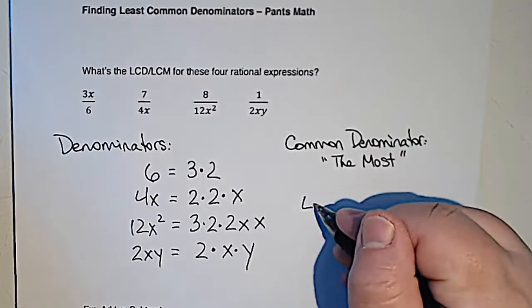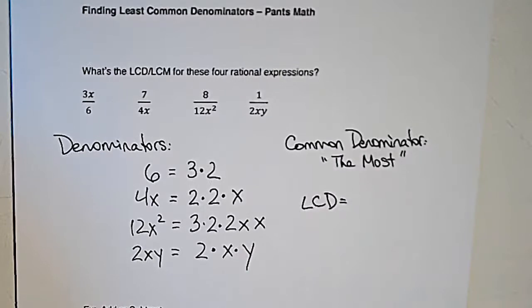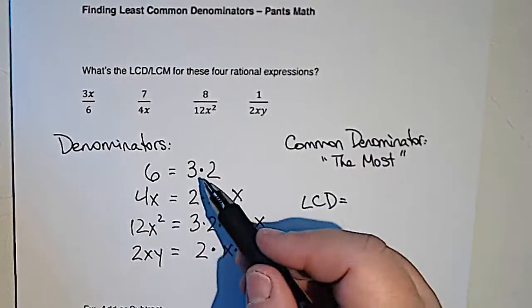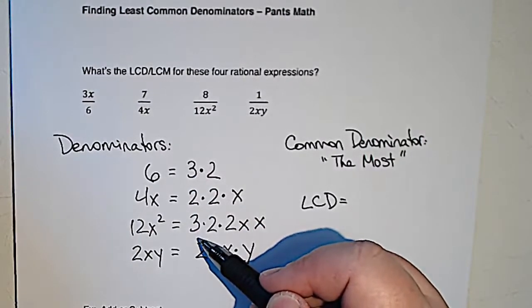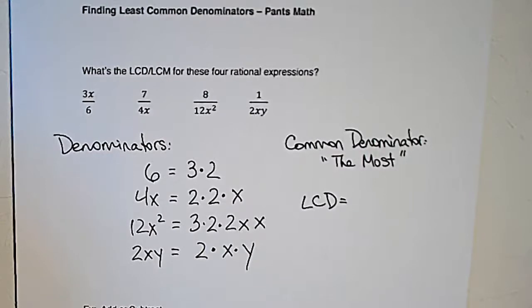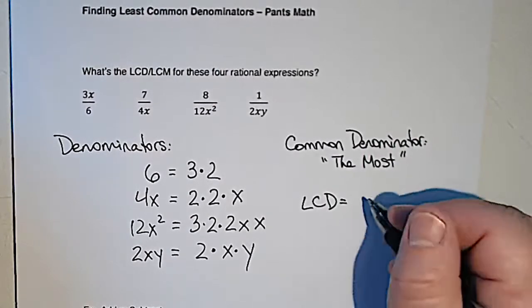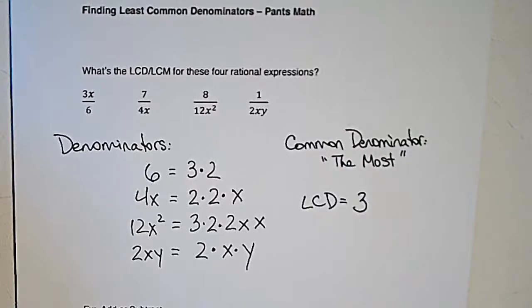Well, for my least common denominator, I want to know the most number of threes. So for example, there's a 3 here and there's a 3 here. I don't need both of them though, because the spiders and the young women don't wear the pants at the same time. They wear them individually. So what's the most that 3 ever shows up? Well, 3 only ever shows up once, so we'll use 1 3.